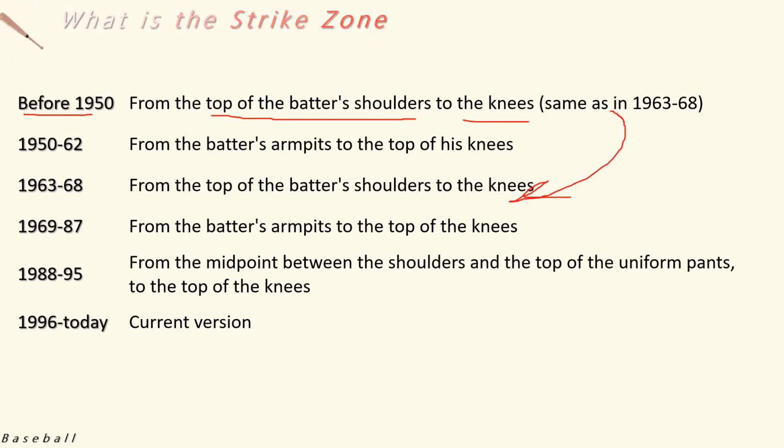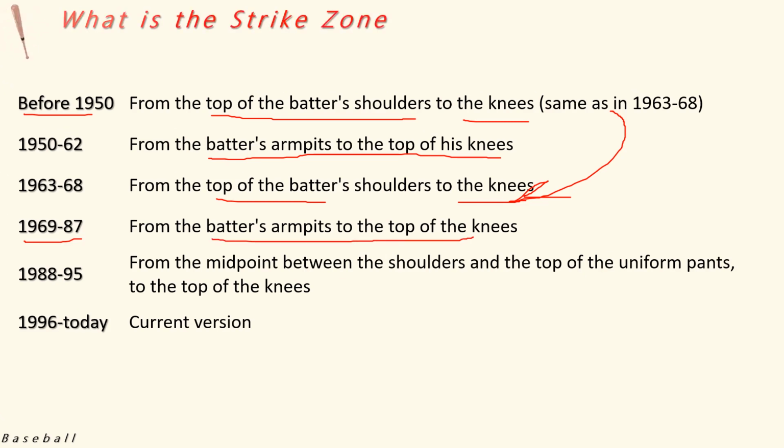From 1950 to 1962, the vertical length of the strike zone was defined from the batter's armpits to the top of his knees. In 1963 to 1968, it was from the top of the batter's shoulders to his knees. In 1969 to 1987, the vertical length of the strike zone was from the batter's armpits to the top of his knees. And in 1988 to 1995, it was from the midpoint between the shoulders and the top of the uniform pants to the top of the knees. And the current version of the definition that we are using has been there since 1996.